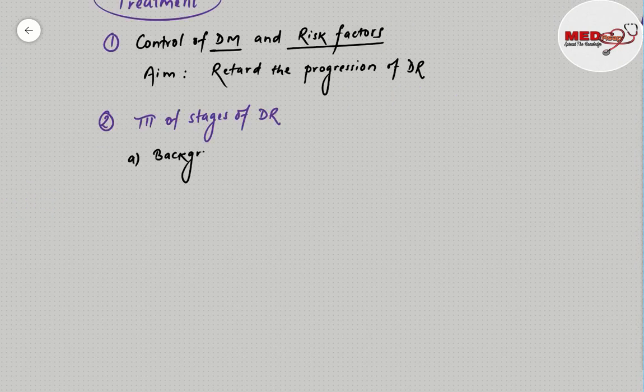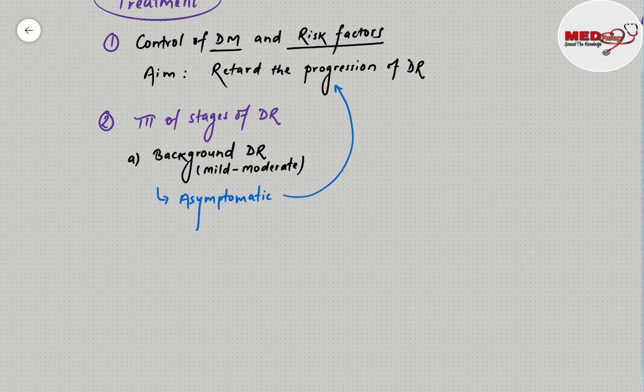The first stage is the background diabetic retinopathy. In this stage, the person may be asymptomatic if he has the lesions peripherally. In that case, we will just try to control the diabetes and the risk factors, but this person must be kept under observation because this diabetic retinopathy may progress into the next stage or may develop complications. That's why he must be called for follow-up every 6 to 12 months.